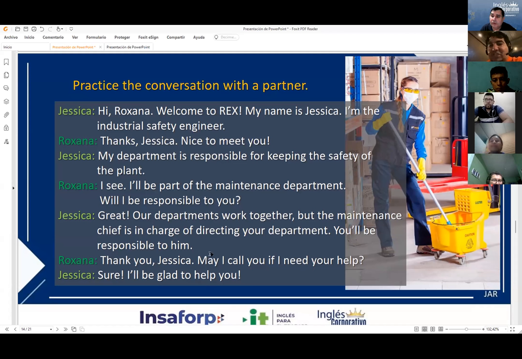Chief is in charge. ¿Cómo se interpretaría? Chief es otra forma de decir jefe. Chief normalmente significa el principal. Okay, the maintenance chief is in charge. En este caso es el jefe. The maintenance chief is in charge of, está a cargo de dirigir. In charge of directing your department. Other questions?